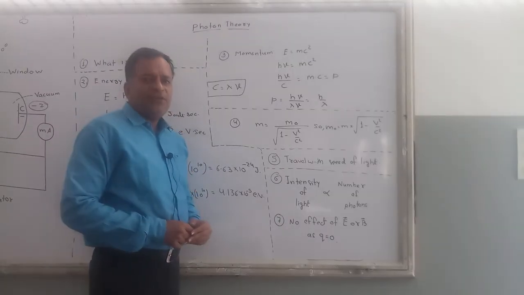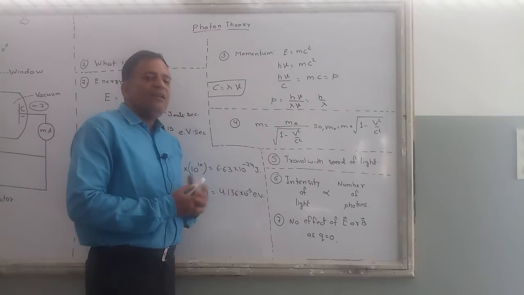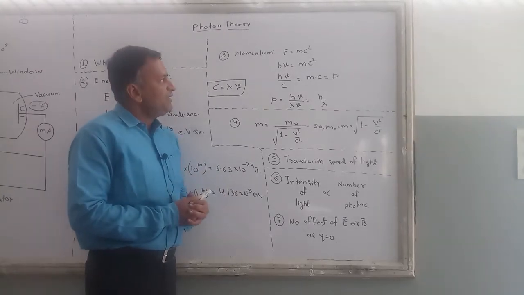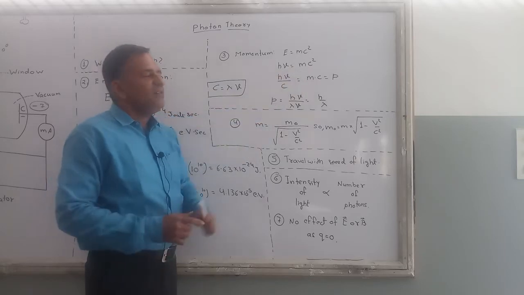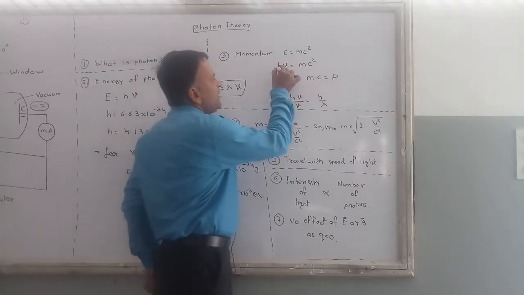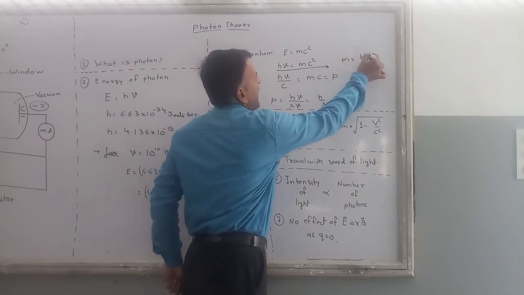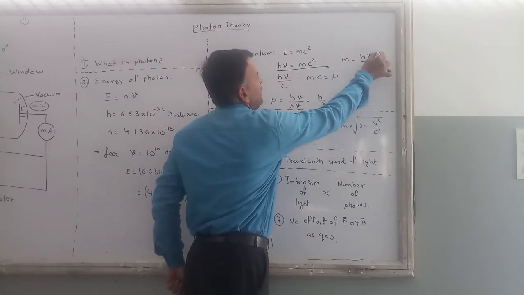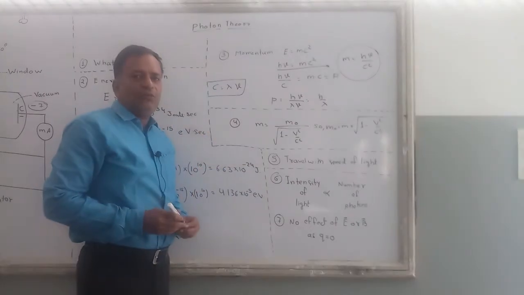Now, what is the mass of this photon? Because I have called photon a particle, there must be some mass associated with it. You can simply calculate the mass from this equation: h nu is equal to m c square. So m is equal to h nu over c square. This is the mass of the photon.